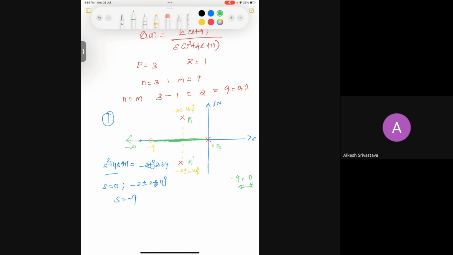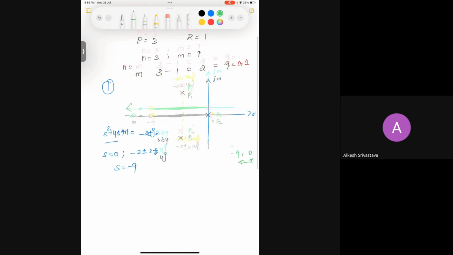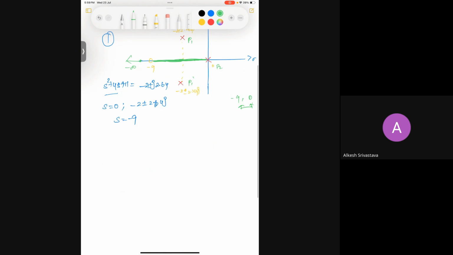Finding the asymptotes, at what angle it is going to drop. So till now we have completed 3 rules. We are going towards rule 4, that is finding asymptotes. The asymptote angle will be, I might be using the symbol wrong, please check with the official document, psi or phi, sometimes I mess that up, 2q plus 1 divided by n minus m.